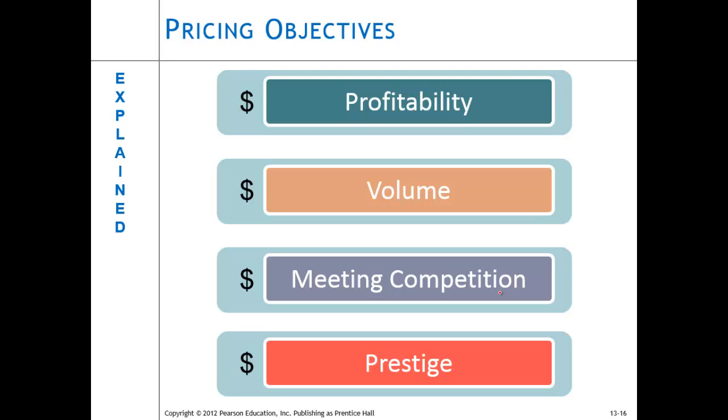Common pricing objectives include profitability, which is the setting of price to meet a specific profit target; volume. If a company is trying to increase its volume or increase its units sold, by doing so, they can reduce its cost through achieving what's referred to as economies of scale and or the experience curve, which means that the more you produce of a product, the lower its cost will be.